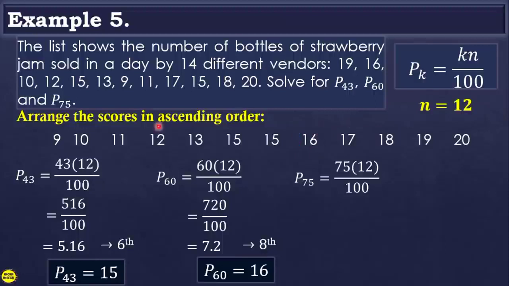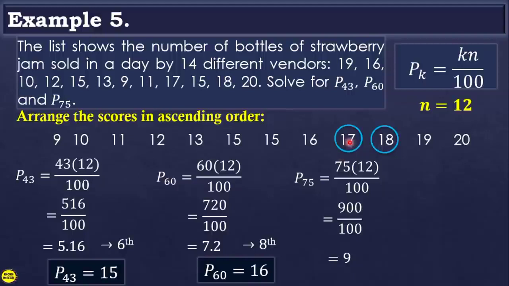Last is the 75th percentile. So 75 times 12 divide 100. So 75 times 12 is 900. 900 divide 100, the answer is 9. Since whole number yung na-compute natin, ibig sabihin, ang 75th percentile natin ay nasa pagitan or halfway. Kunin natin yung halfway between yung 9th and 10th position dito sa scores natin.